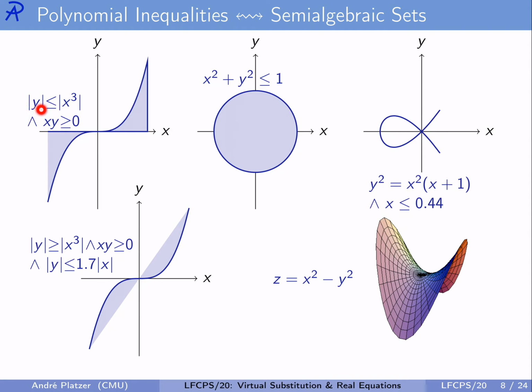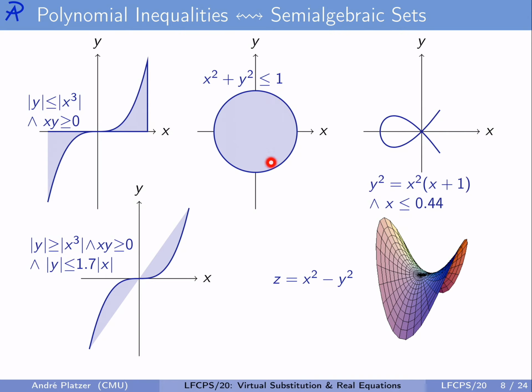Absolute value, wait, that's definable by saying things like, if y is negative, then the absolute value of y is minus y, and if y is greater or equal to 0, then the absolute value of y is y, and likewise over here. And x times y is greater or equal to 0.